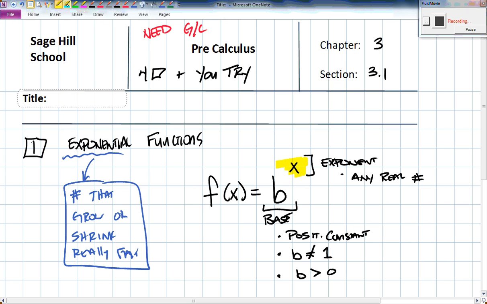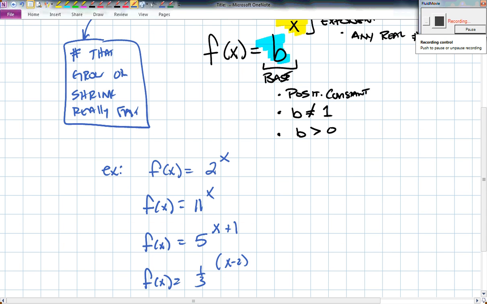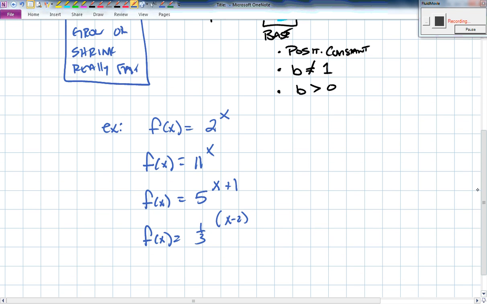So the base 1/3 to the x minus 2. All of these are examples of exponential functions. The first two are really basic. The base in the first one is a 2. The base in the second one is an 11. But in the last two examples, it's okay for your exponent to be a variable. That's no problem. And it's also okay for your base to be a fraction. That can also happen. So all of these are examples of exponential functions.